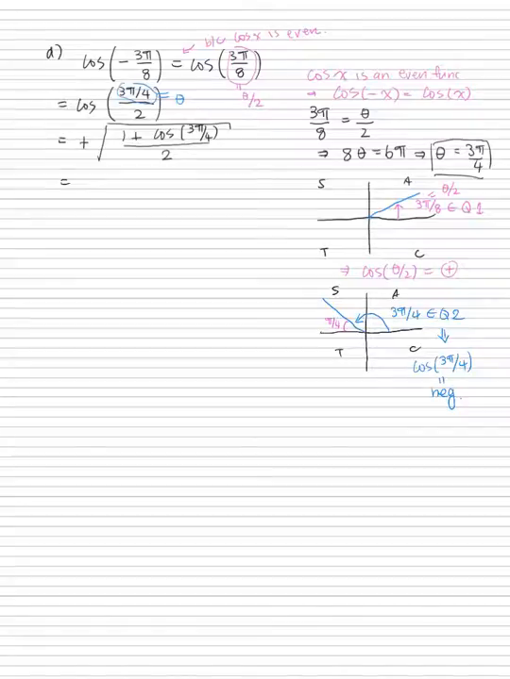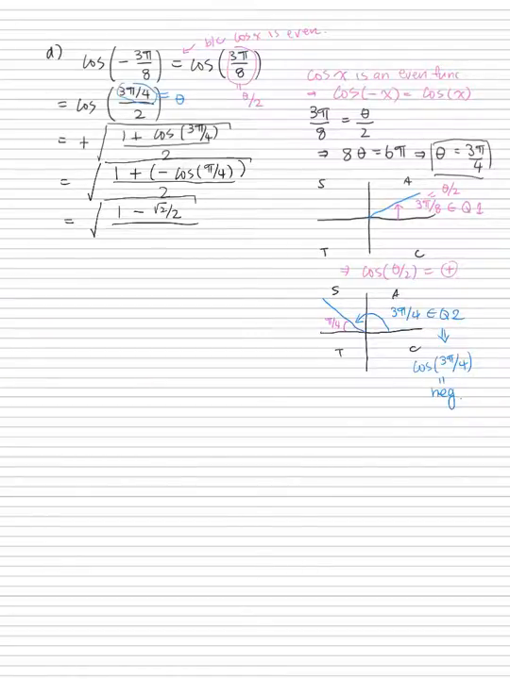So this is going to be just the square root of 1 plus negative cosine of pi over 4. Whole thing dividing by 2. Again, I'm doing this step by step by step. Okay, so this is going to be square root of 1 minus cosine of pi over 4, which is root 2 over 2. Whole thing dividing by 2.